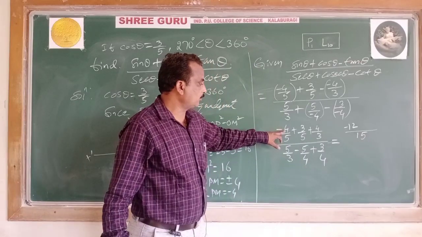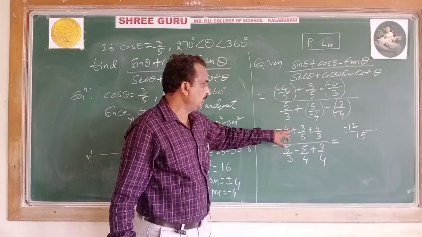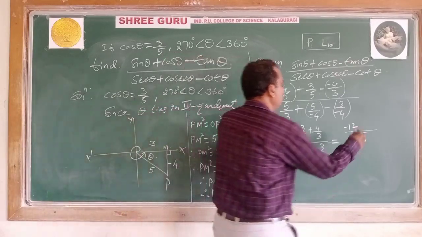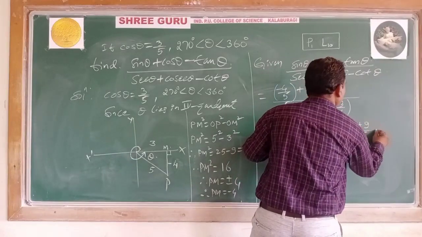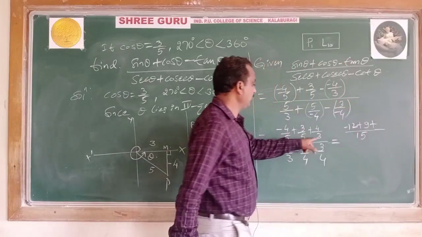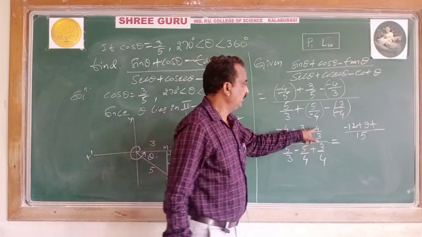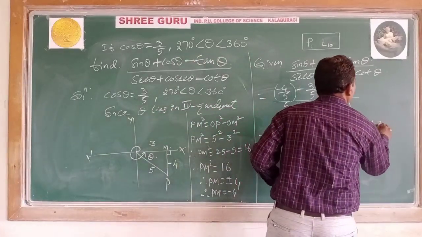15 LCM I have taken. You have to multiply by 3, 3 4s are minus 12. Here also you have to multiply by 3, 3 3s are 9, plus. How much do you have to multiply here? 5, because the denominator is 3 here. 15 it should be, 5 4s are 20.